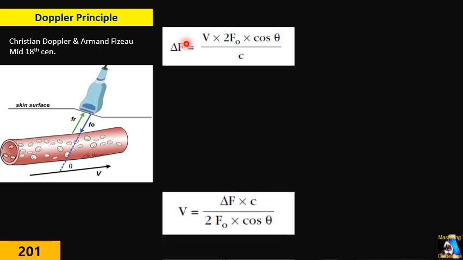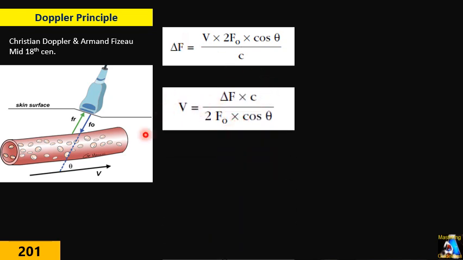Based on that, if we change the formula, we can detect the velocity of the moving object by this formula. Cosine is the angle between the sound wave and the direction of the moving object. And C is the velocity or speed of the sound in that environment. Here in tissue, we take it as 1540 meters per second. Now, these changes can be detected and displayed in two ways.